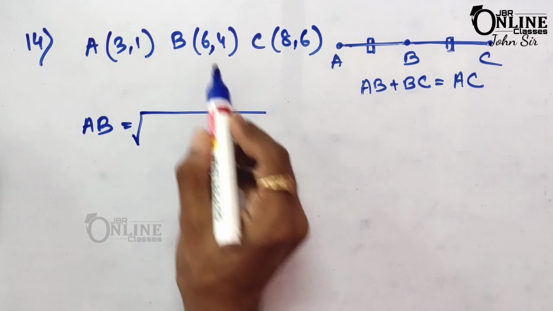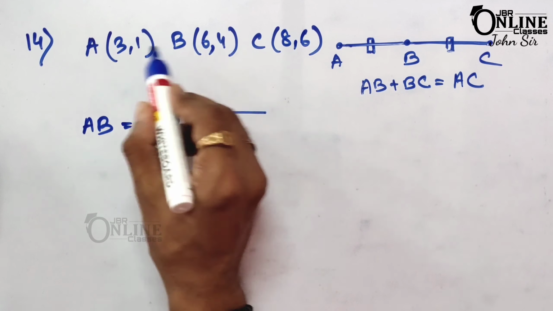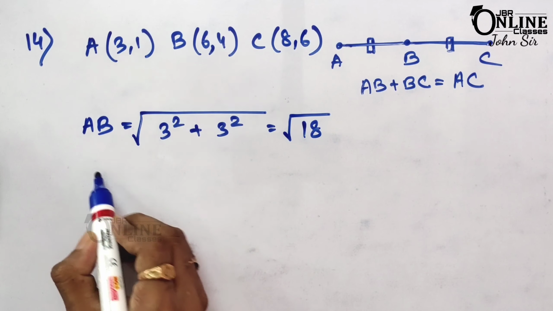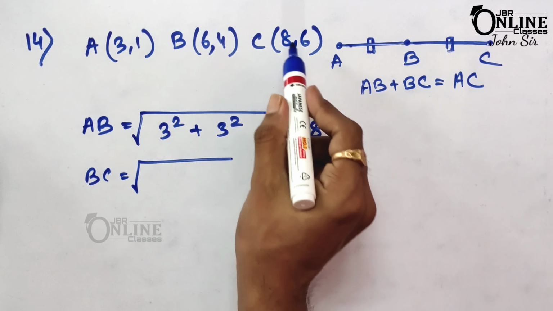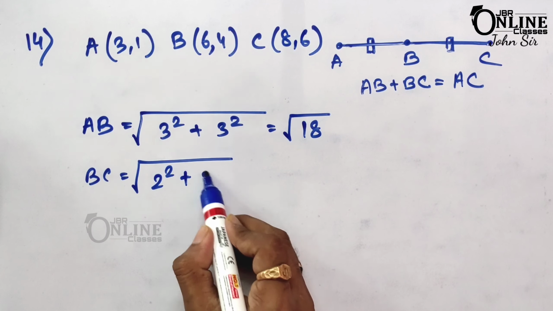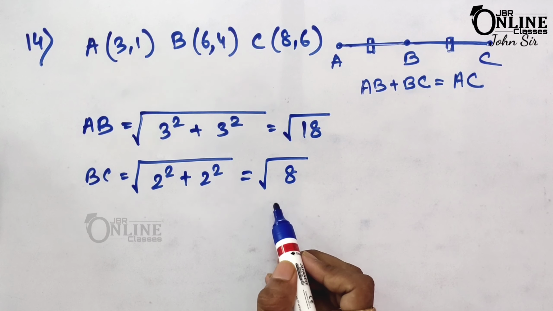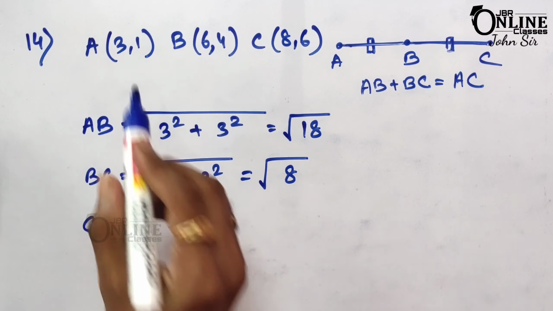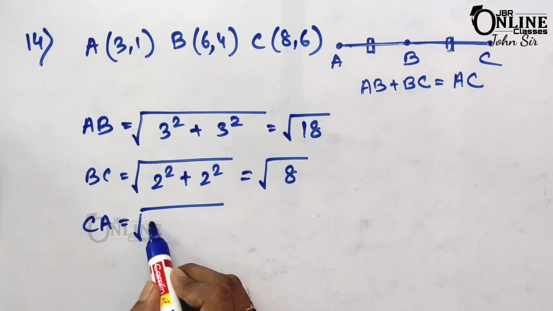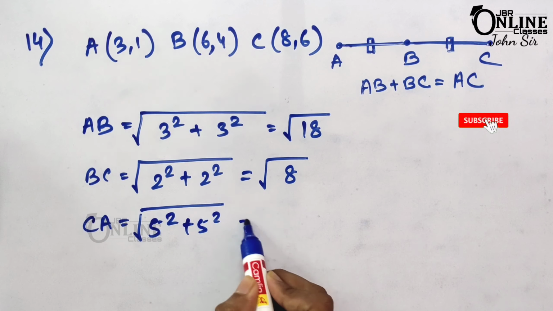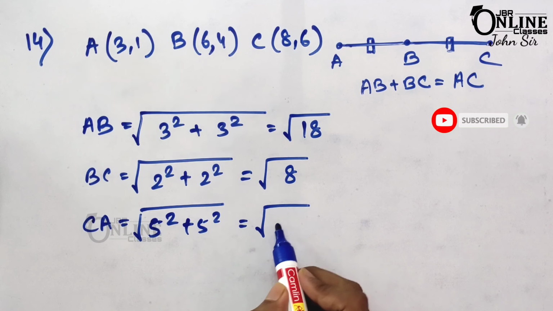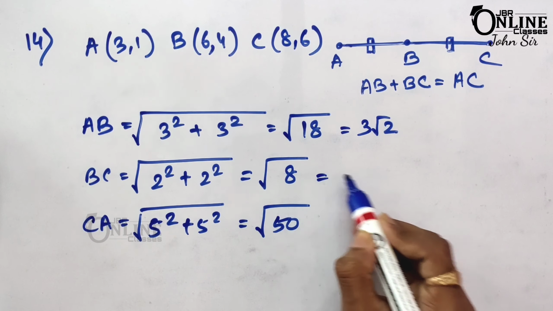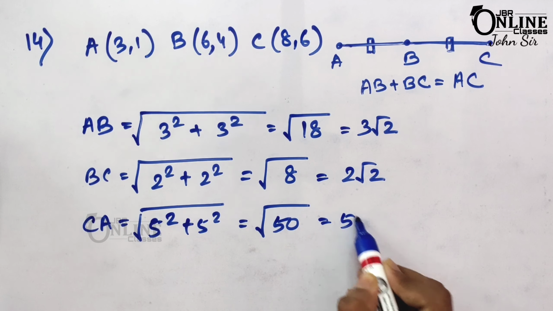So the length of AB equals 6 minus 3, that is 3 square, plus 4 minus 1, that is 3 square. So it will be 9 plus 9, that means root 18. Next, BC equals 8 minus 6, that is 2 square, plus 6 minus 4, that is 2 square, so it will be root 8. And the third one, CA, equals 8 minus 3, it will be 5 square, plus also 5 square, 25 plus 25, so 50. Now root 18 means 3 root 2, root 8 means 2 root 2, and root 50 will be 5 root 2.